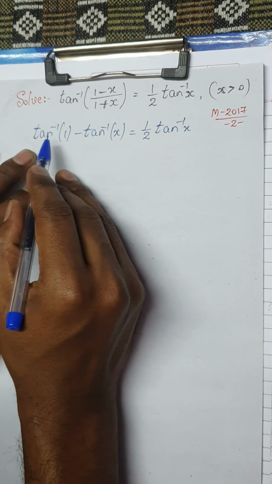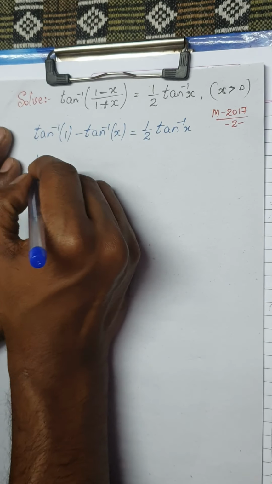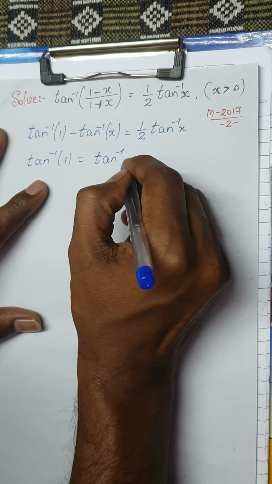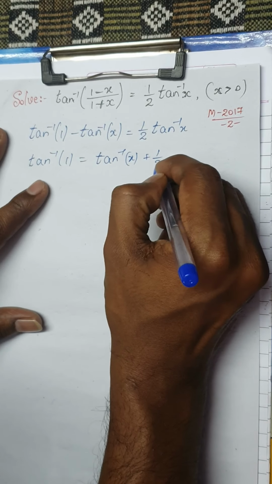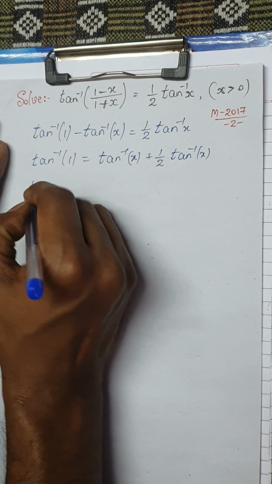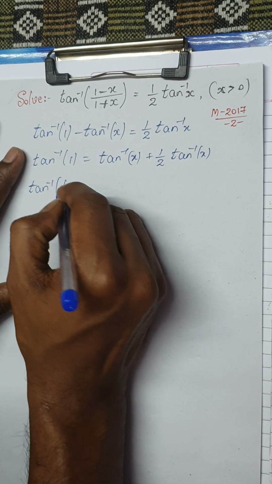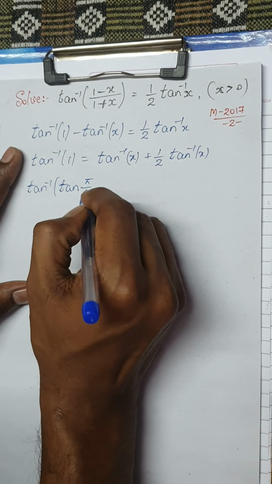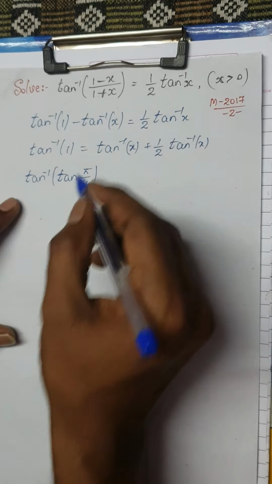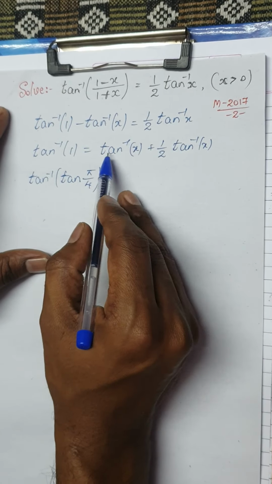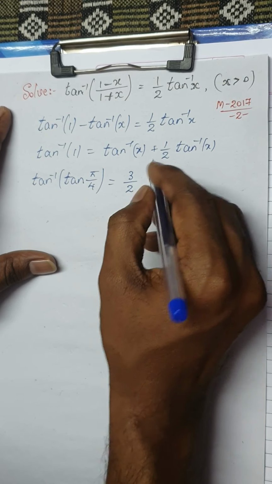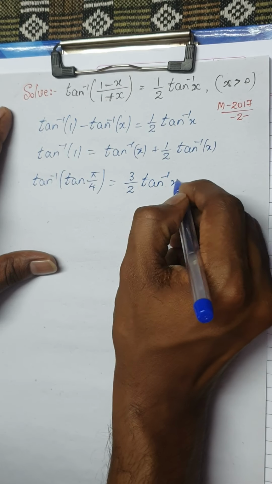Now bring this term to the right hand side. I will get tan inverse of 1 is nothing but tan inverse of x plus half times tan inverse of x. Now LHS is tan inverse of 1. What is 1? You can write tan 45 is 1. Just now we discussed 1 is nothing but tan 45. So that is tan inverse of x plus half tan inverse of x. What is 1 plus half? That is 1 and a half, so that is 3 by 2 tan inverse of x.